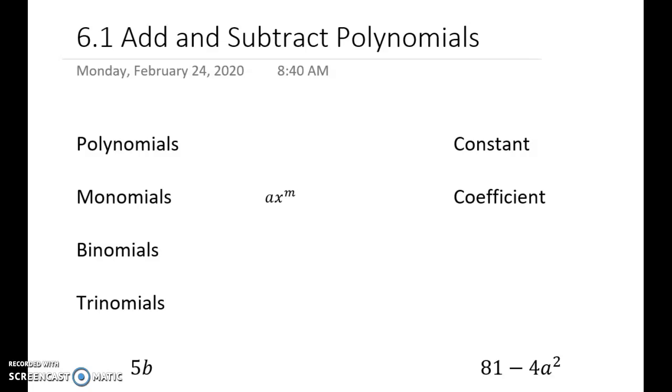So this is our section starting chapter 6, 6.1, adding and subtracting polynomials. So first we have to talk a little bit about what a polynomial is. We're going to start with the definition of a monomial. A monomial meaning one term.